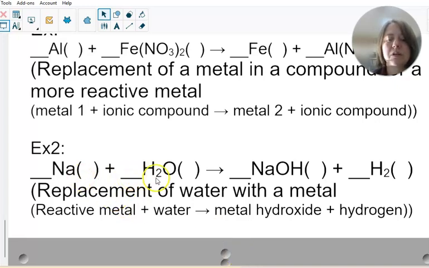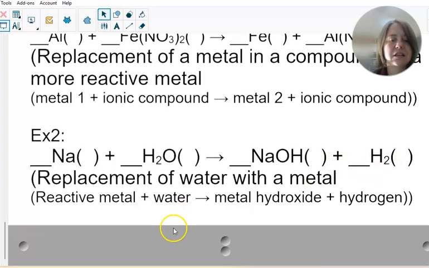So sodium plus water reacts to form sodium hydroxide and hydrogen gas. Replacement of water with a metal is another category. So you have a reactive metal reacts with water to form a metal hydroxide and hydrogen. So we'll look here at how this is a single replacement reaction. So we take our sodium and it boots out one of the hydrogens, and we have sodium hydroxide.